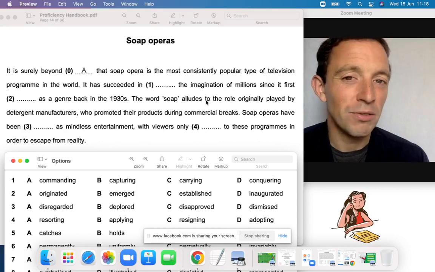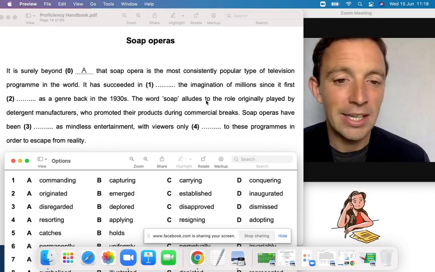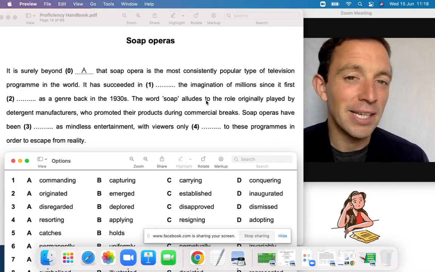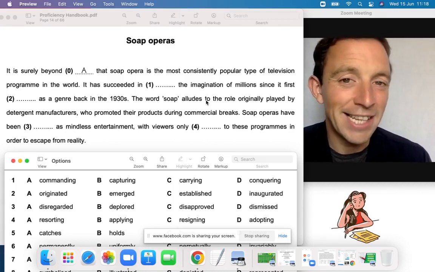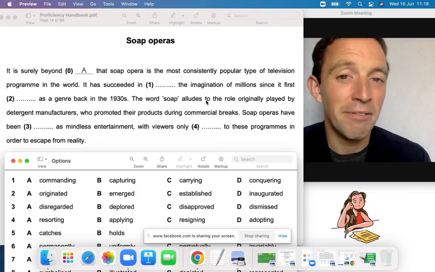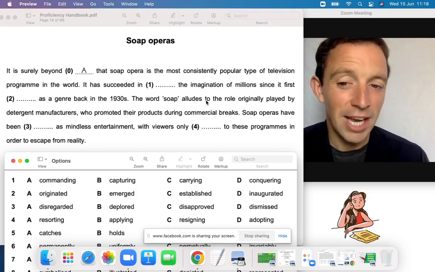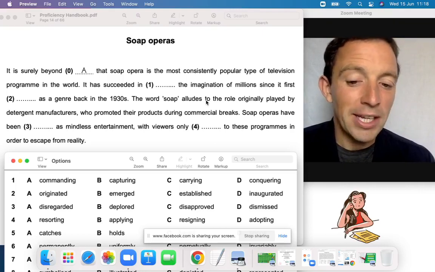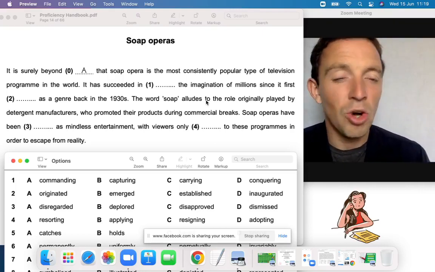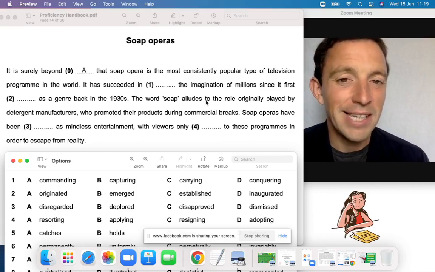So people reject the soap opera as mindless entertainment. So very not a good activity to do because it does not benefit your knowledge or your education. With viewers only, resorting to, applying to, resigning to, adopting to. Okay, resorting. This is very typical with the preposition to.